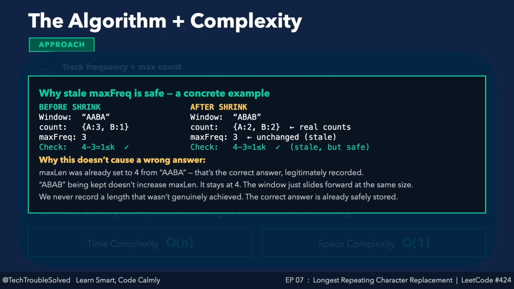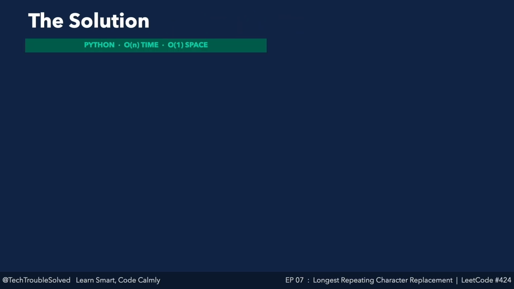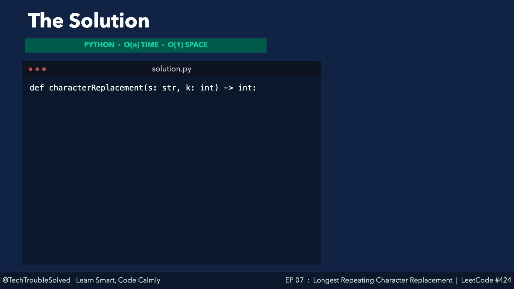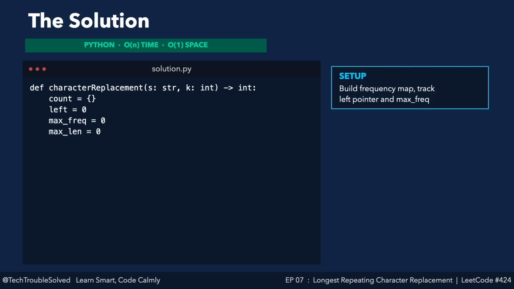Here is what all of this looks like in actual code. 4 moves mapped to code, one block at a time. Setup. Count dictionary to track how many of each character are currently in the window. Left pointer at 0, that's the left edge of the window. Max frequency at 0, that's the highest character count we have ever seen inside any window. Max length at 0, that's the longest valid window we have ever seen.